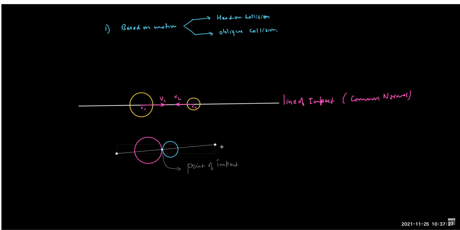And we know that the action-reaction force will act in this direction. The impulse will act in this direction. And that is why we call this direction the line of impact or common normal. And if you draw a perpendicular at the point of impact, we call this the common tangent.